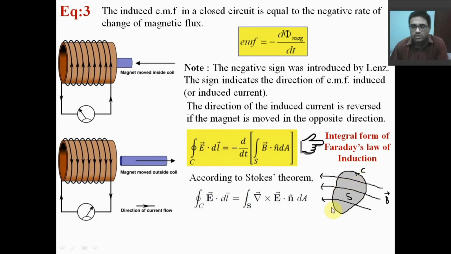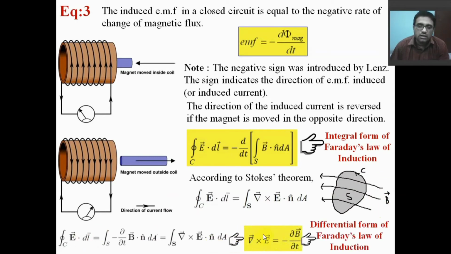So this is an open surface, right? Here the direction of the curl of the electric field is basically in the direction of the magnetic field. Now if we use this equation, we can reach here, that is the differential form of Faraday's law of induction. So for this finite surface, we can write curl E equal to minus del B del t.